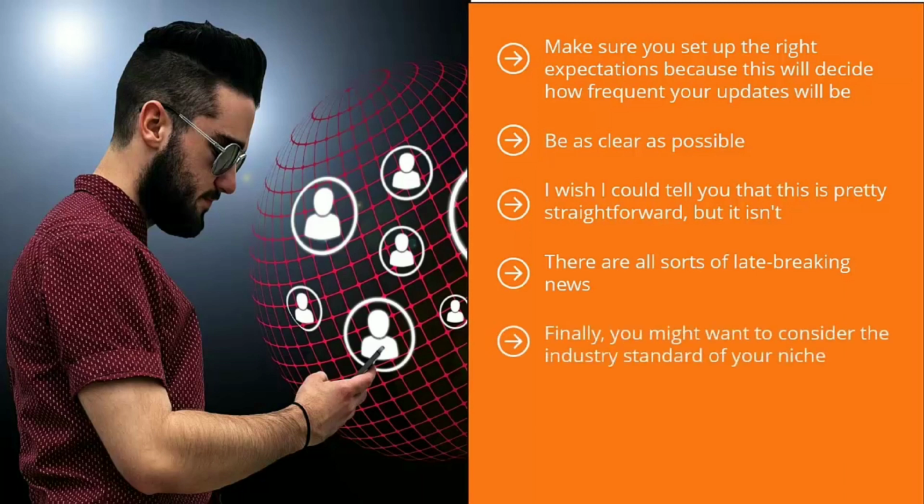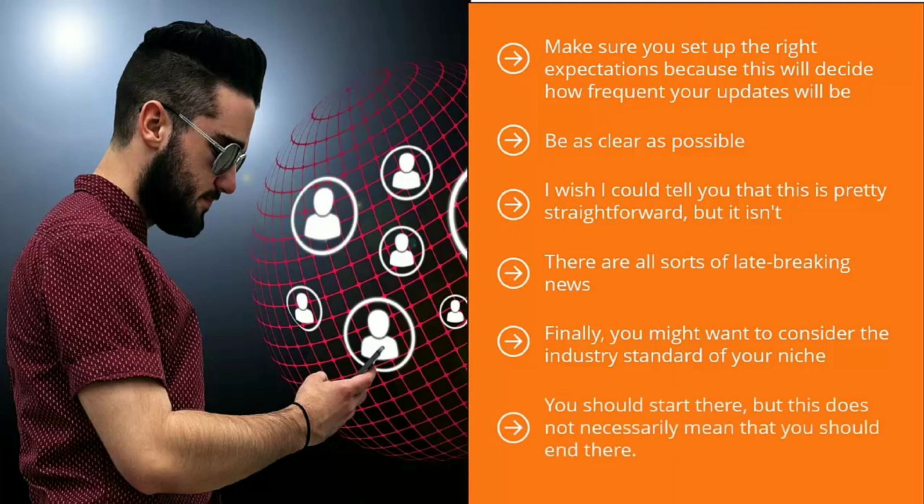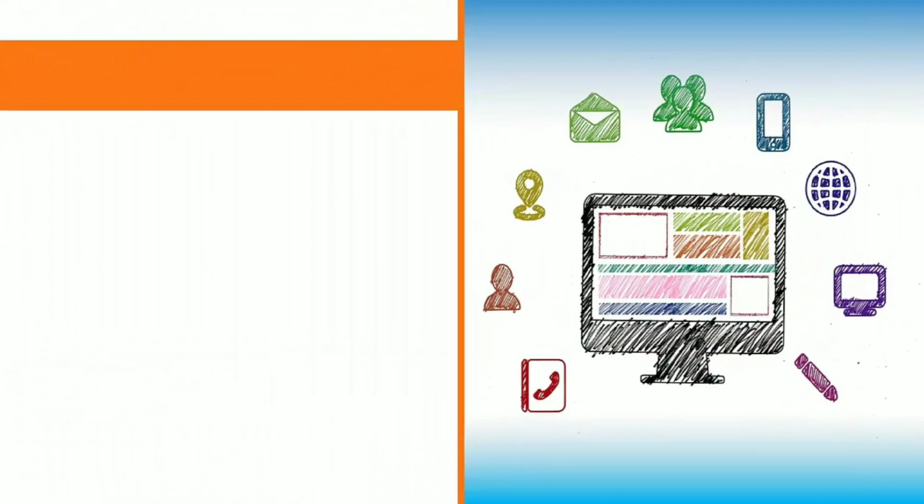Finally, you might want to consider the industry standard of your niche. If you sign up for your competitors' list and you notice that they tend to have the same schedule when it comes to their updates, then you might want to start with that schedule. You should start there, but this does not necessarily mean that you should end there. Use their schedule as a starting base, and then tweak your email schedules based on the actual behavior of your list members.